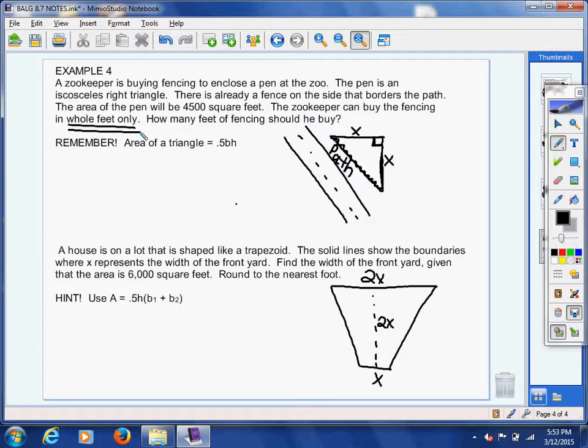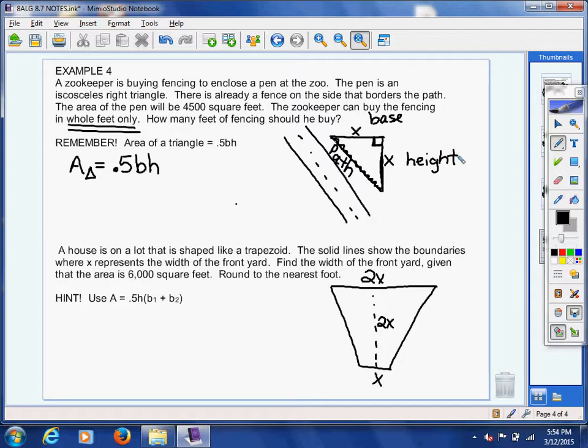Okay. So to get this started, I told you to remember how to find the area of a triangle. What you do is 0.5 times base times height. In a right triangle, base and height are your two legs. So you could say that's your base and this is your height, or vice versa. It really doesn't matter in a right triangle which one's the base and which one's the height. The side that's by the path is the hypotenuse and has no bearing on the formula for the area of a right triangle.